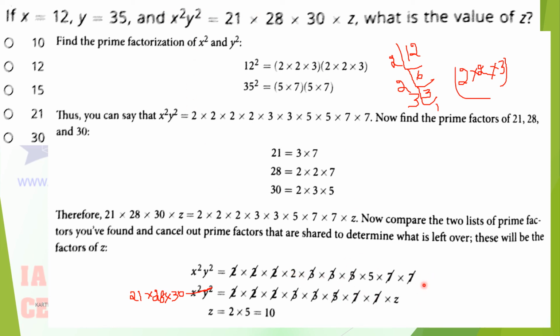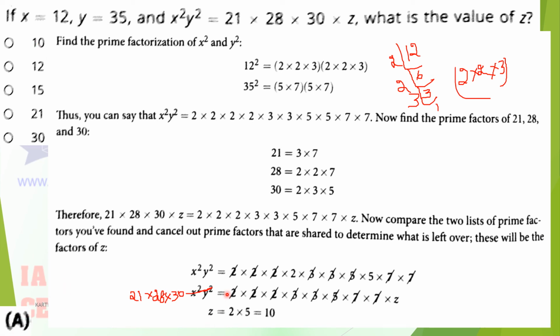Common factors you just cancel each other, and the remaining number is what? Remaining number is 2 into 5, that is remaining, that is equal to z. Z is equal to 2 into 5. So 2 into 5, you will get the answer of z. Z is equal to 10. 10 is the correct answer. Answer A is the option.